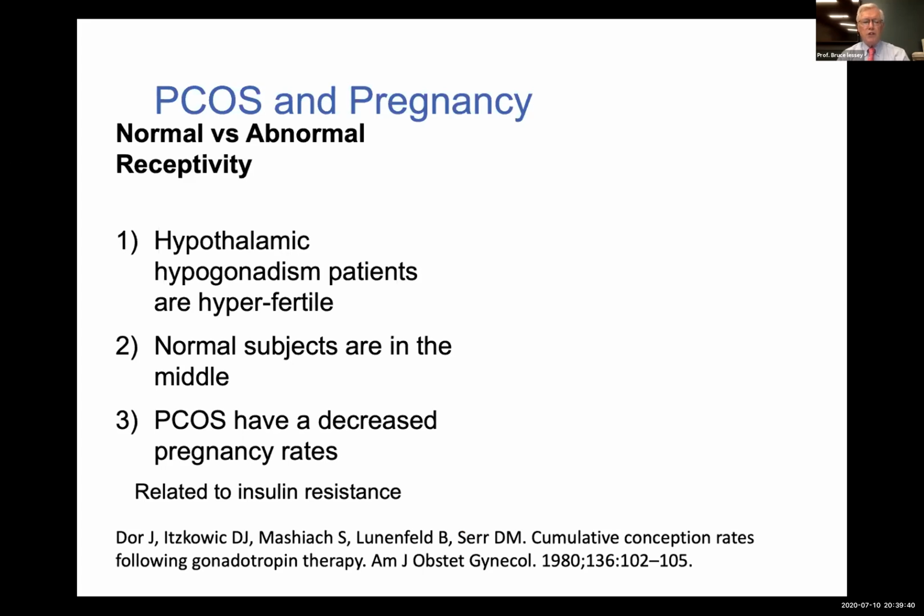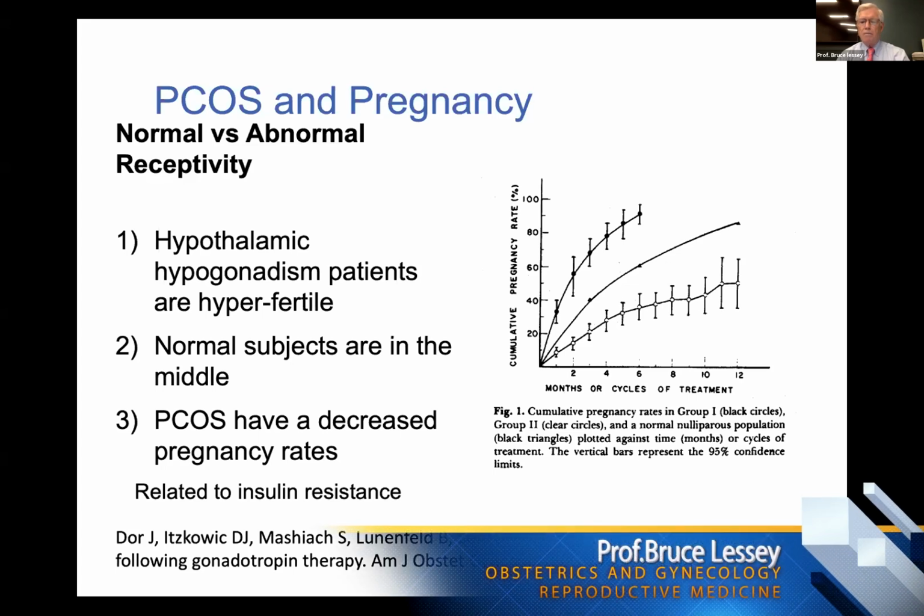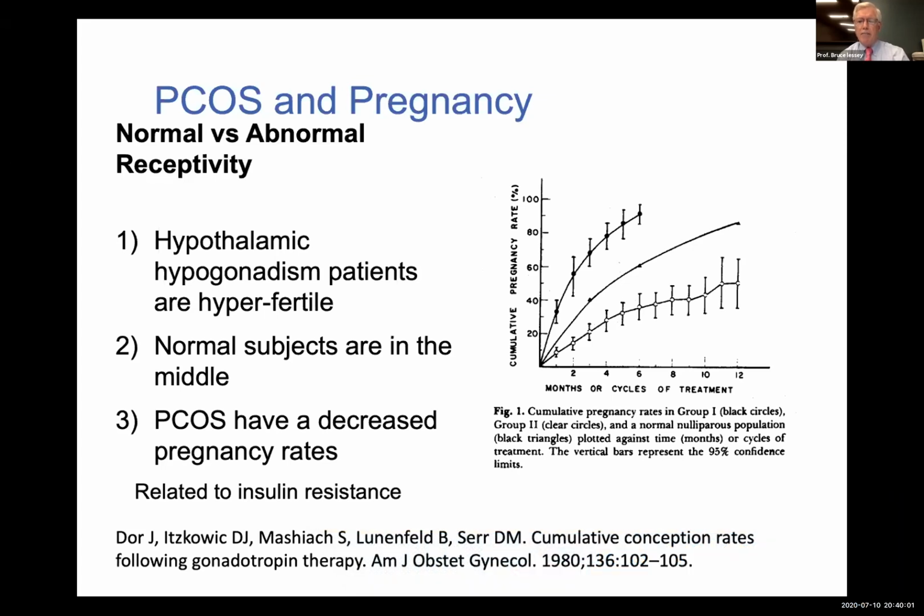So PCOS is an interesting subset of patients who seem to have implantation problems. If we look at this study by Dorr from 1980, a very old study, we see that hypothalamic patients in the upper bar, when they are stimulated to ovulate, are hyperfertile. They get pregnant at a much higher rate. One of the reasons they're so fertile is because they tend to not have endometriosis, having never menstruated. The middle line are normal patients trying to get pregnant, and the bottom line are PCOS patients.